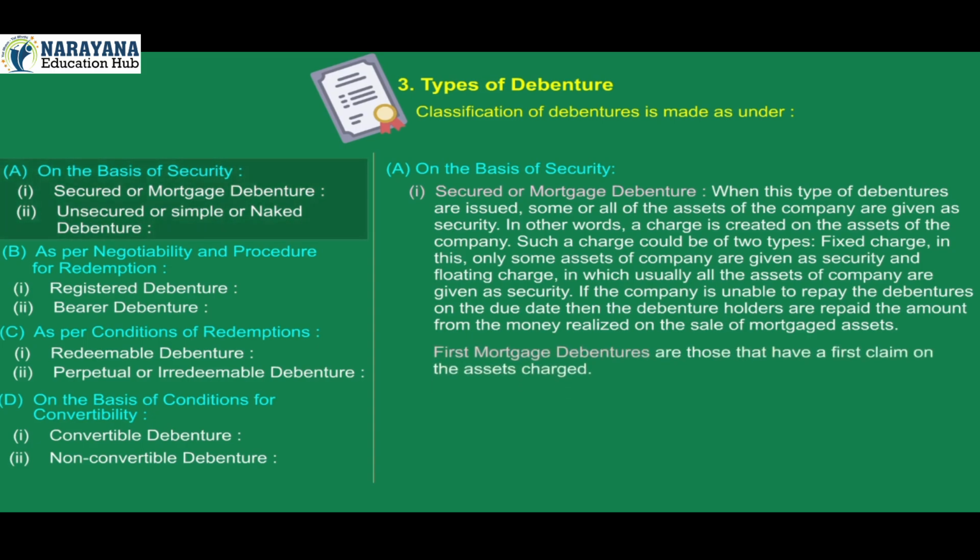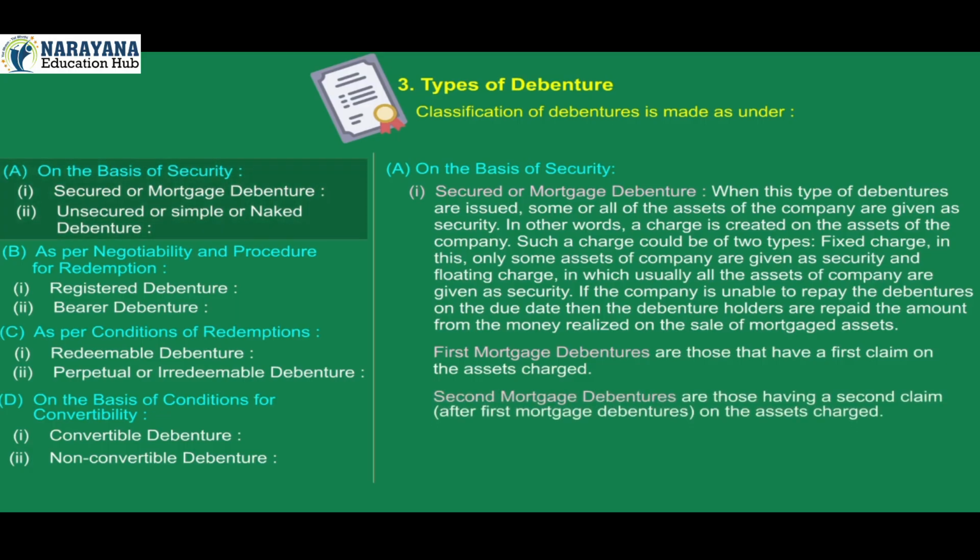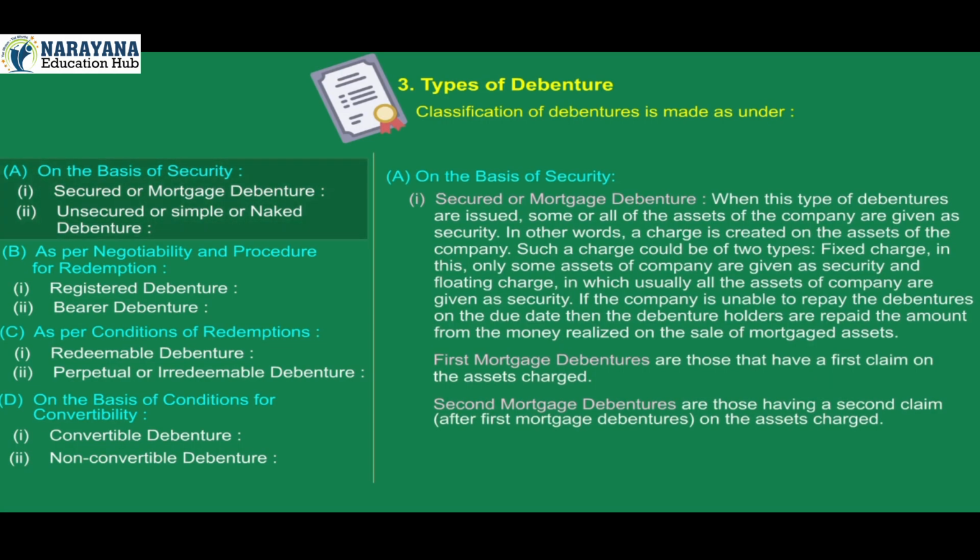First mortgage debentures are those that have a first claim on the asset charge. Second mortgage debentures are those having a second claim, that is, after first mortgage debentures, on the asset charge.